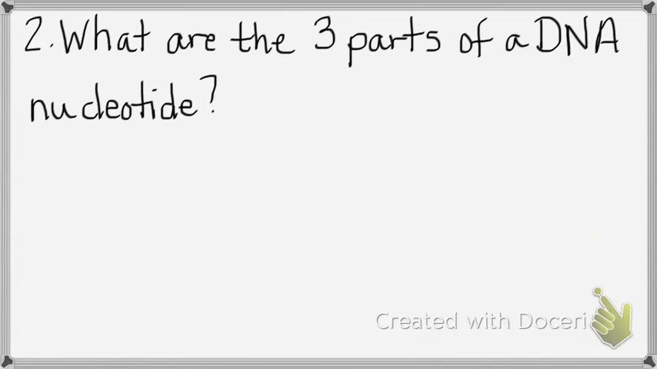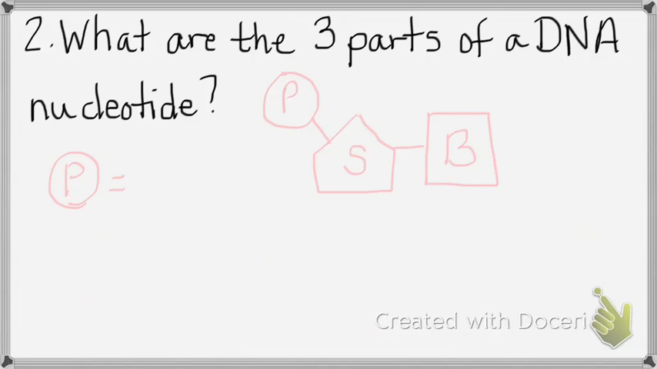Okay, I have number 2. What are the 3 parts of a DNA nucleotide? Okay, well, I'm going to draw them, and then we're going to write what they mean. I hope this looks semi-familiar to you. Okay, so the P with the circle around it, what does that stand for? Phosphate. Nice work. Phosphate.